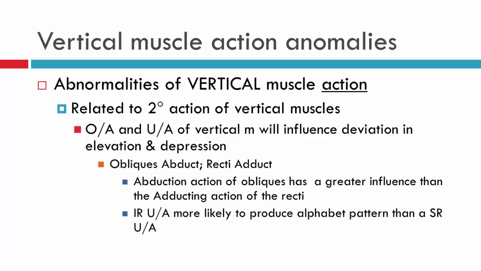If, however, you have an underaction of the inferior oblique, the opposite will happen. What you'll have is a reduction of abduction, and the ESO could potentially become larger in upgaze, producing an A pattern.